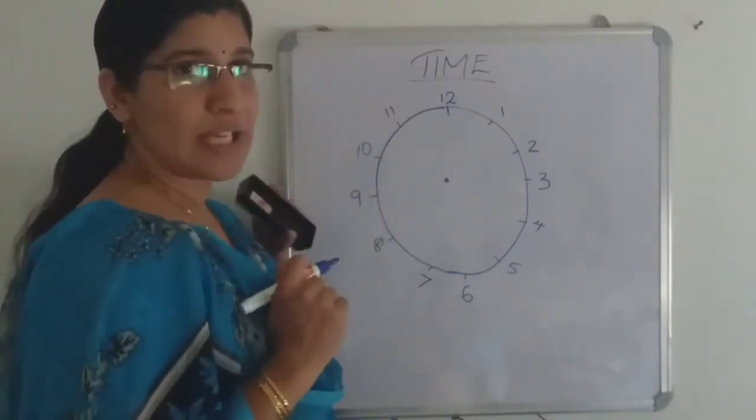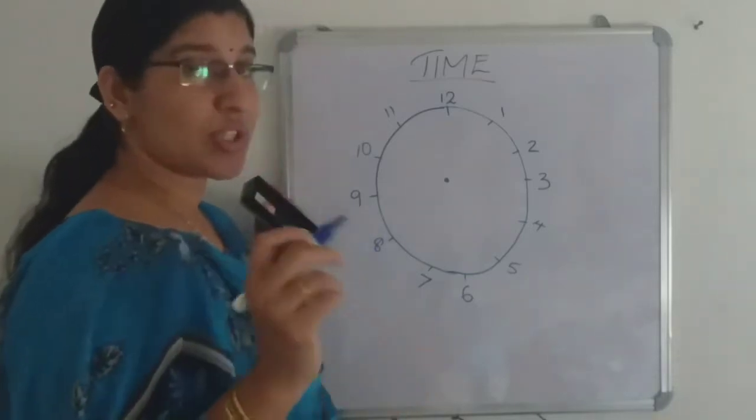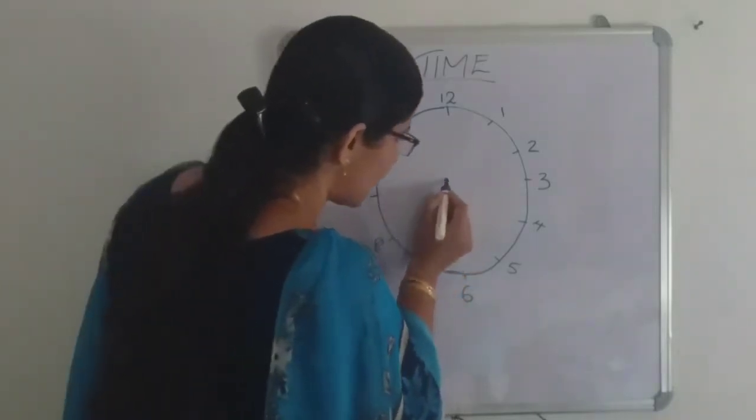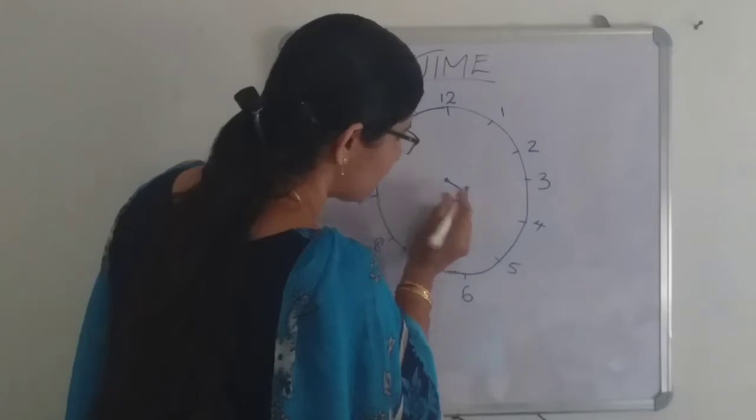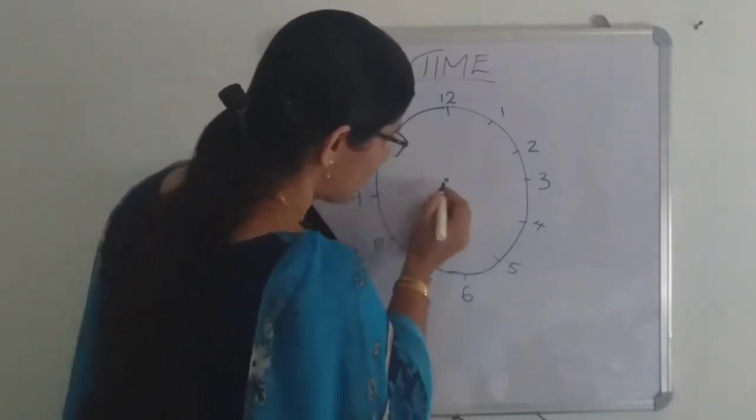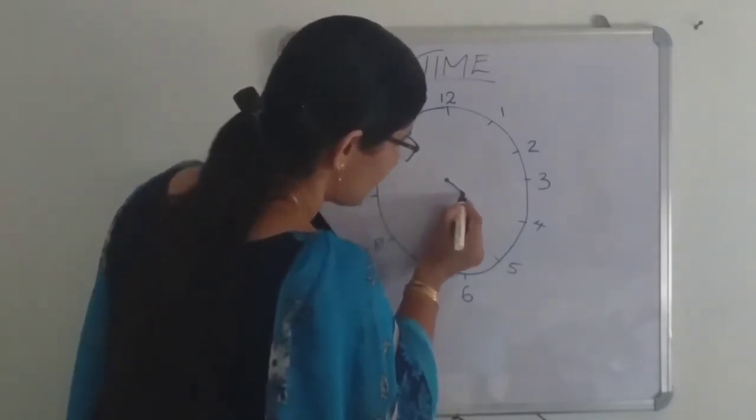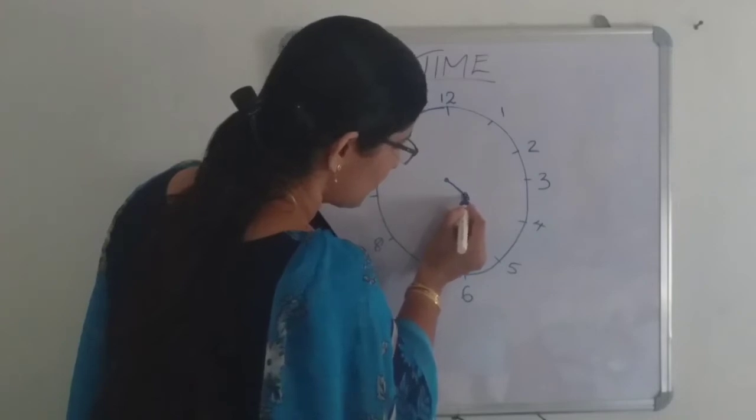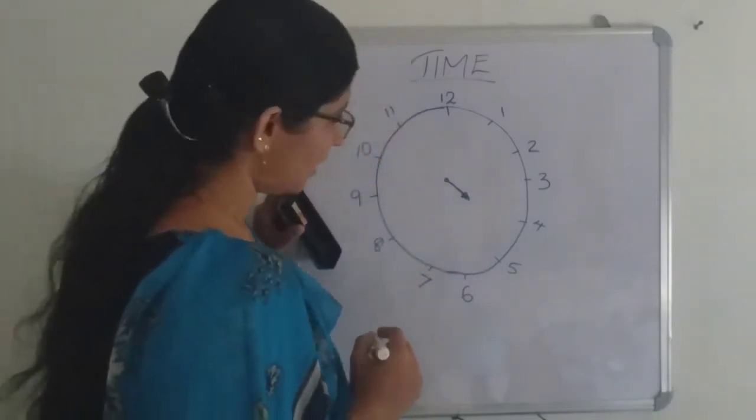I'm going to draw the needle. You need to say the time. I'm going to draw the needle. So suppose the needle is here, this is the short needle.